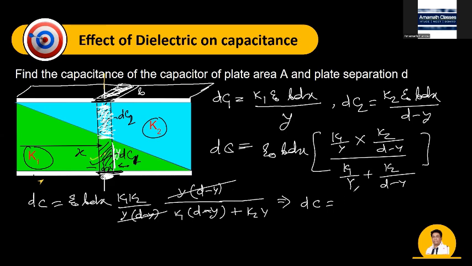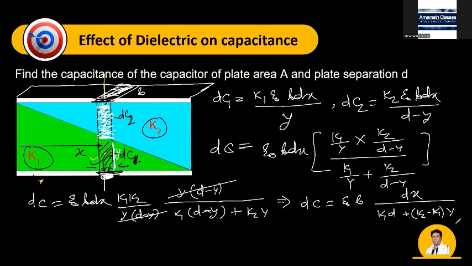dC equal to epsilon naught b, because dx is variable, so I have written dx here. Then K1 into d, if I break it, K1 into d minus K1y, and this is K2y. So it means plus K2 minus K1 into y.